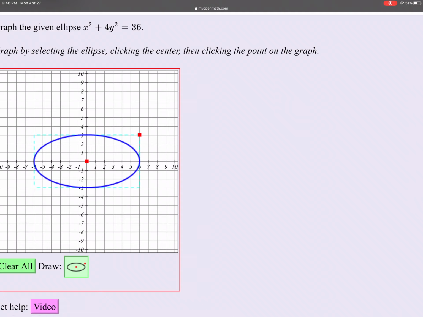See how it goes right and left 6, up and down 3. That's all you got to do. Click on the center and click on 6, 3.